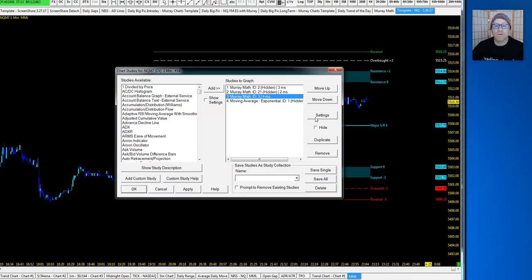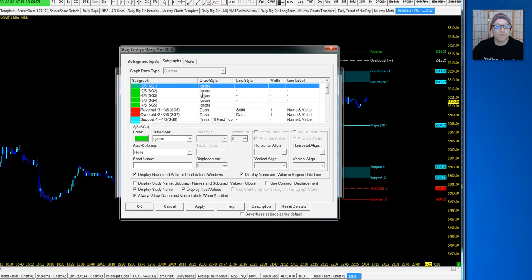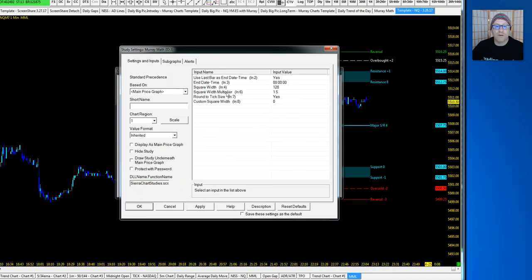So if we go into the study, into the settings, on the first page, the two most important things here is, number one, your square width. You want to make sure your square width multiplier is 1.5. The reason behind that, I can't tell you. All I can tell you is that that's the information I've gotten from out there. And if you want to make sure that your numbers are rounded on the side, you would go ahead and click yes. All right, chart region number 1.